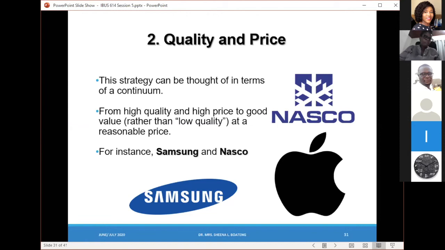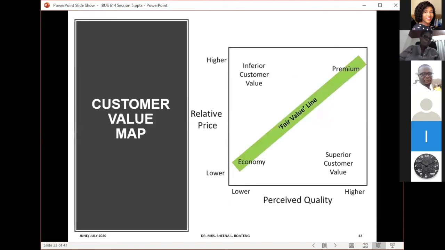But these are ways by which brands are trying to position themselves based on quality and price. And like I said earlier, when we were talking about the value equation being benefits divided by price, we use that formula to explain what we call the customer value map. And here we try to position the amount of value that a brand offers a customer using the relative price of the product as against the perceived quality that the price offers. And ideally, every firm should aim to provide value to customers along what we call the fair value line.